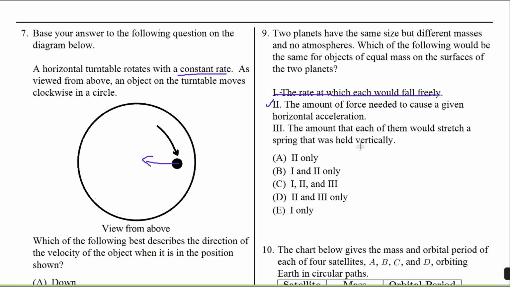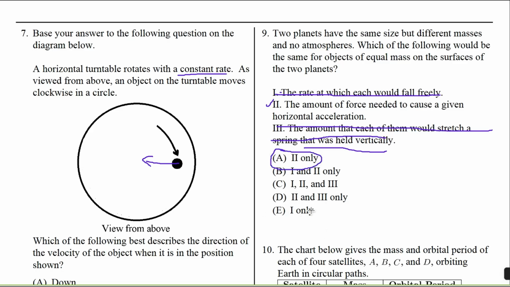And then statement 3, the amount that each one would stretch a spring. We haven't really talked about springs, but the key thing here was when held vertically. If you hold a spring vertically with an object and drop it, gravity's pulling that weight down, causing the spring to stretch. That's all you need to know. So even without us talking about springs, you should recognize that gravity is what's pulling that spring down. Different gravities mean different pull downs here. So 3 is off the case. So the answer is just 2 only. Where is it? There it is.